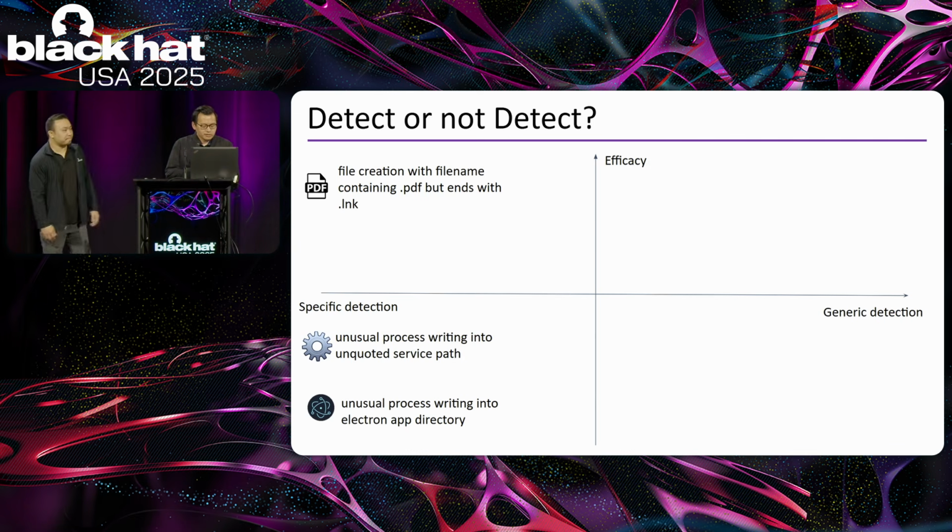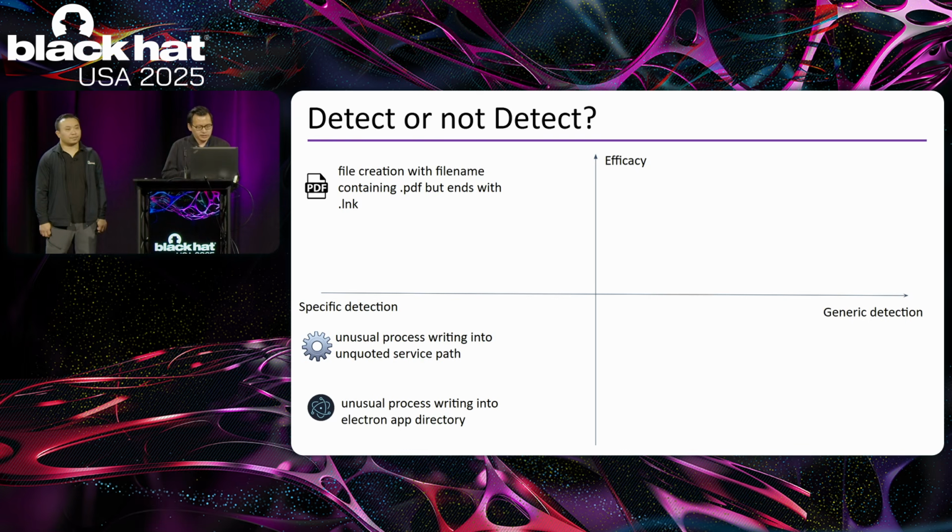OK, thank you, Khan. Yet another eye-opening result. Let's take a look at what we can detect from this. So the first thing we can detect is very specific to this attack scenario. We can detect file creation with a file name containing PDF, but it actually ends with an LNK file.